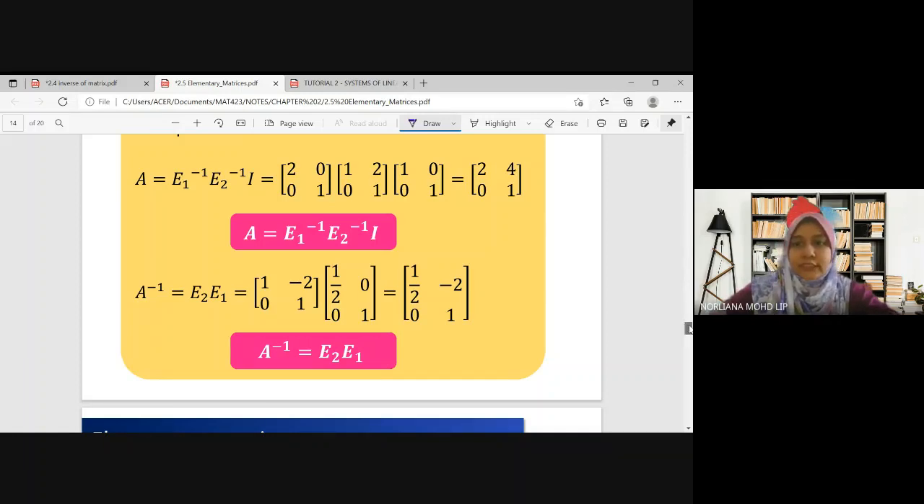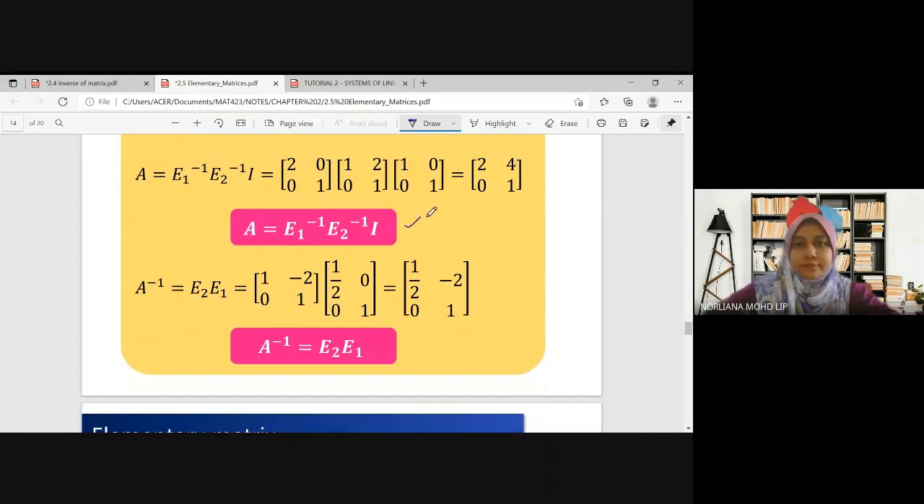Ini proof yang tadi lah. Proof yang tadi. So ni kita boleh cari A inverse guna elementary matrix. Okay, kalau biasa awak nak cari A inverse, kita guna 1 over determinant kan, AD minus BC. So 2 minus 0. So 1, 2, negative 4, 0.